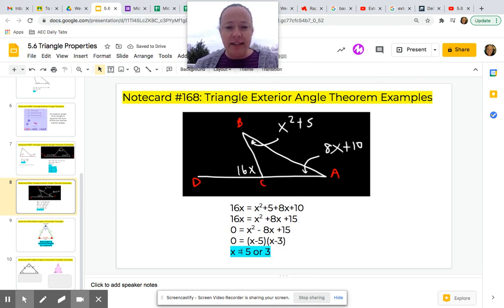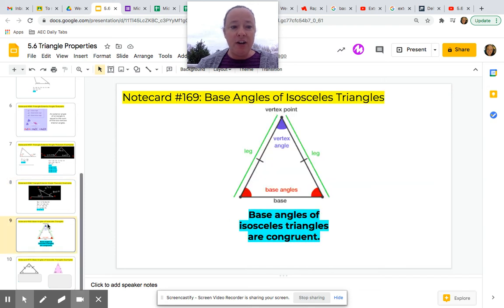I checked it to make sure there's not an extraneous solution, and both 5 and 3 work. How you do that is you plug 5 into all of it and make sure that whatever you get here is equal to these two added together. Then you do the same thing with 3. Pause me and finish up note card 168.